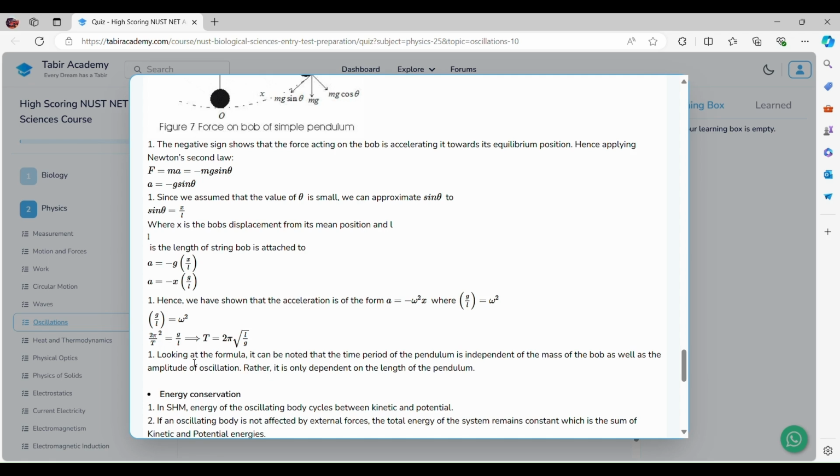Arrow basically. Looking at the formula, it can be noted that the time period of the pendulum is independent of the mass of the bob as well as the amplitude of oscillation. Rather, it is only dependent on the length of the pendulum.